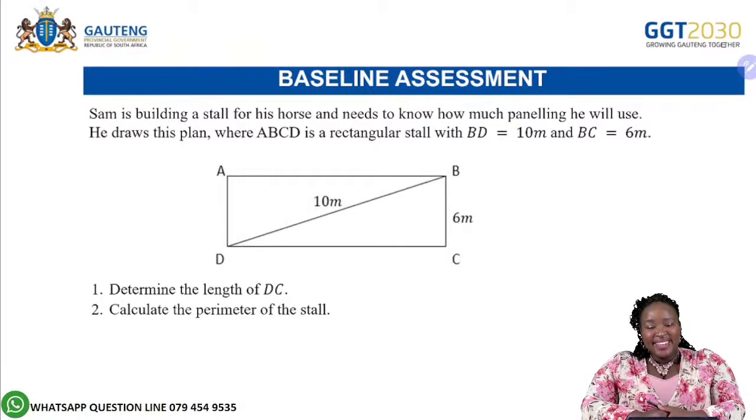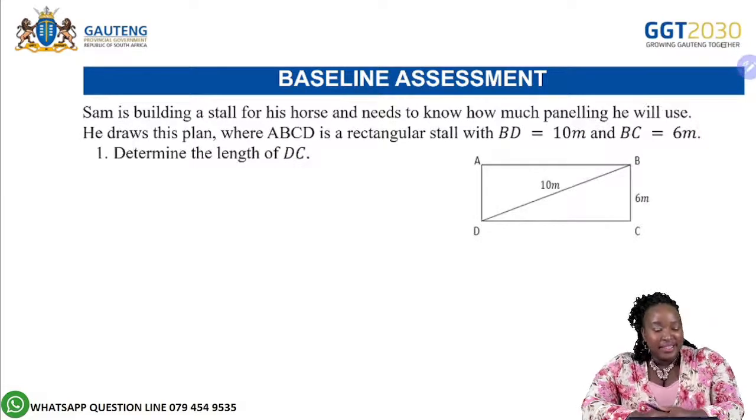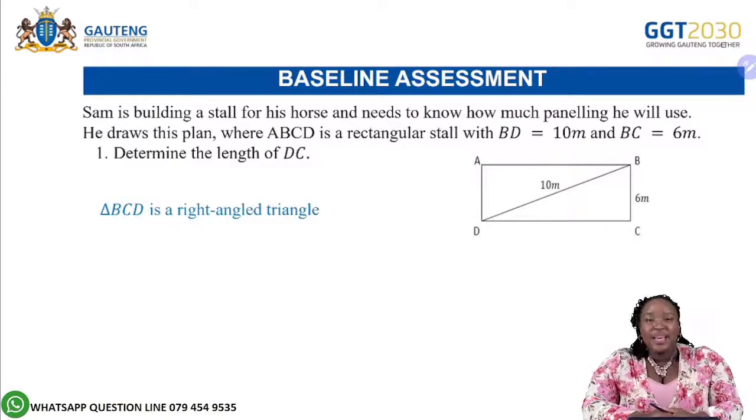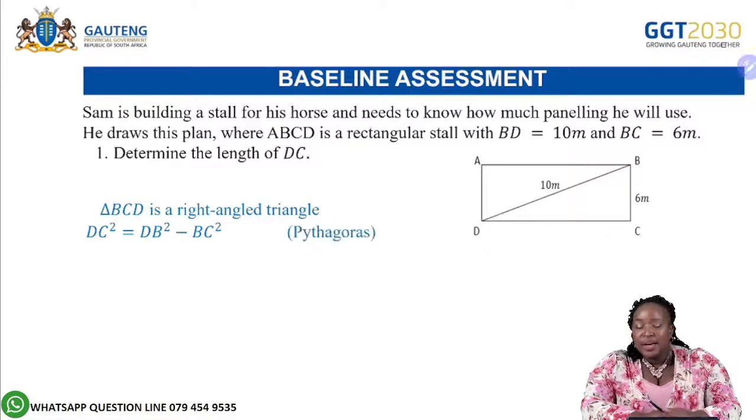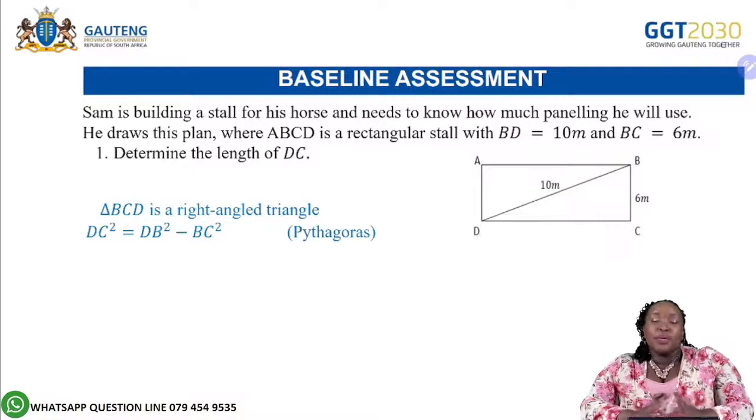Welcome back, class. So now let's see how you did with the first question. ABCD is a right angled triangle. Did you notice that? Because we are working with a rectangular shape, right? This is where reading the question helps, right?